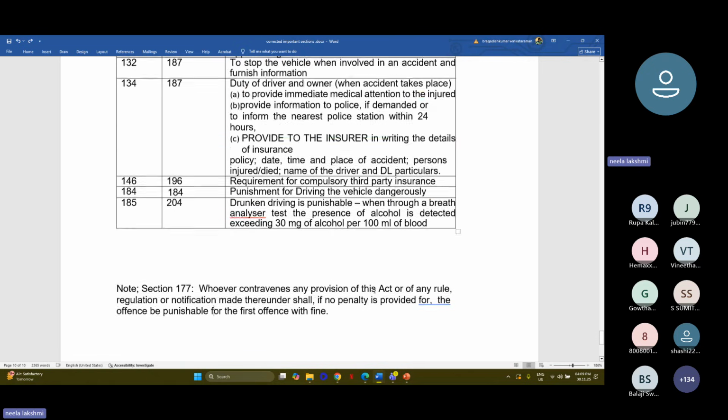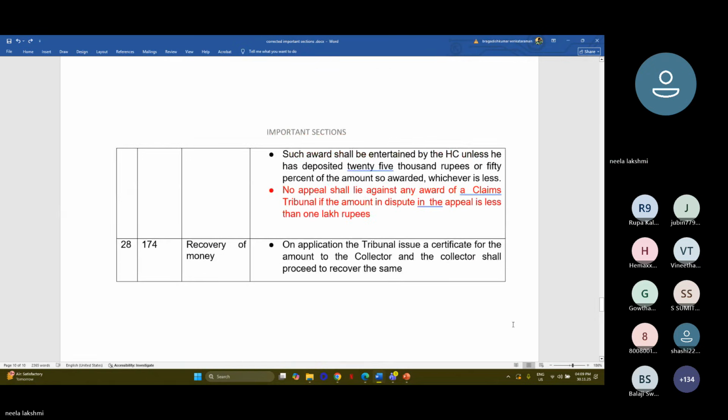These are all regarding our important sections. Is there any doubt?